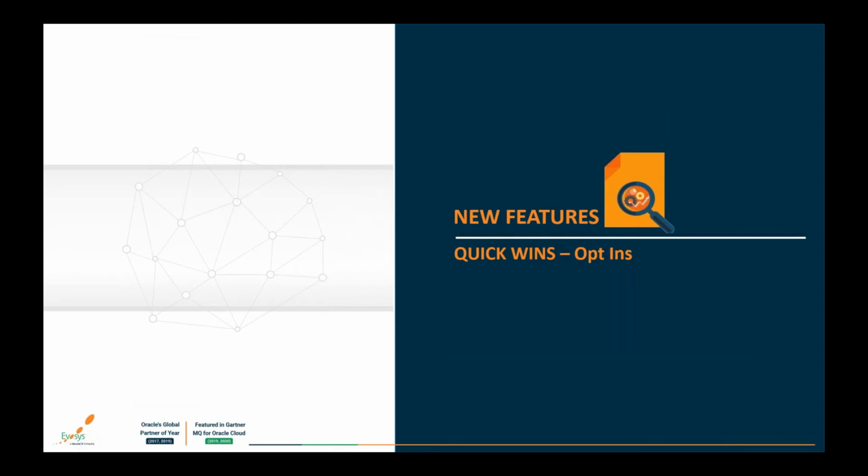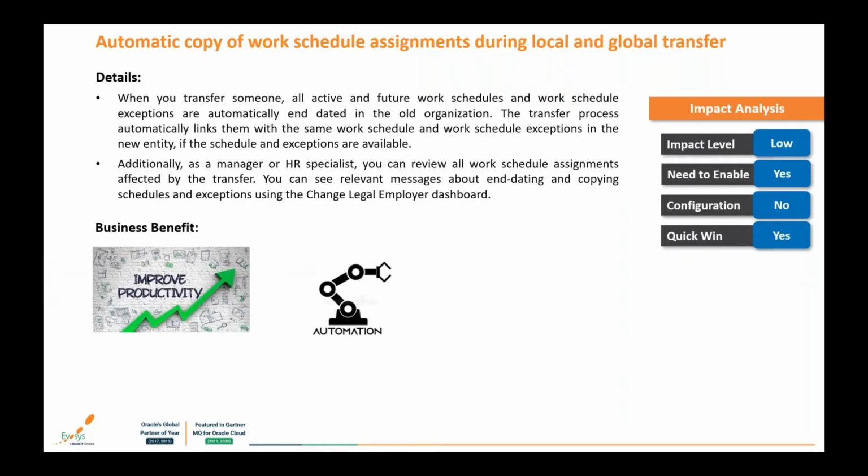Coming to the quick wins opt-ins, which we need to enable in the setup: automatic copy of work schedule assignments during a local and global transfer. With the current features, when we are doing a local or a global transfer, we need to enter a work schedule for the employee. But with this feature, we can copy the old work schedules already attached to the employee, like active work schedules and future dated work schedules present on the old record. We can automatically attach them to the new record which is created after a local or a global transfer.